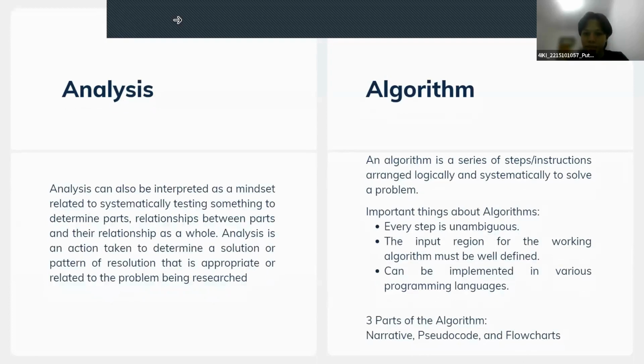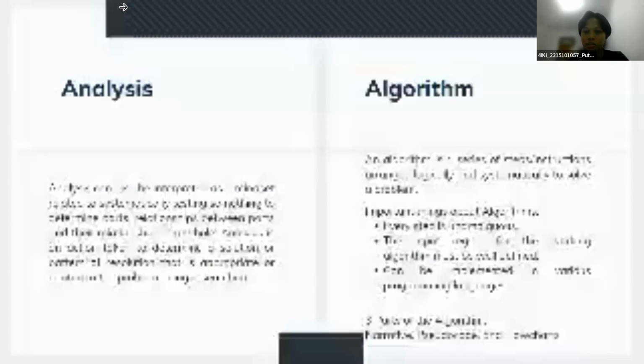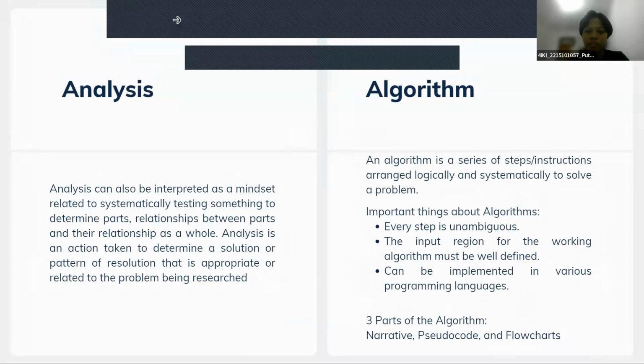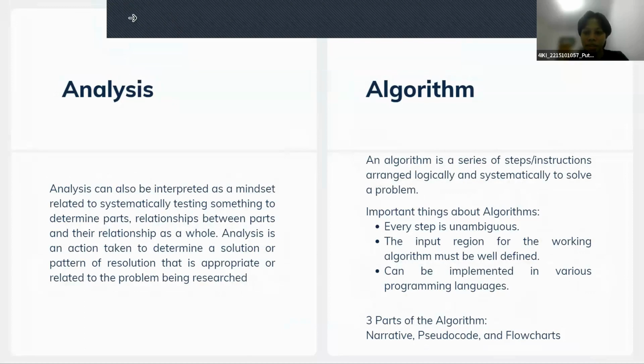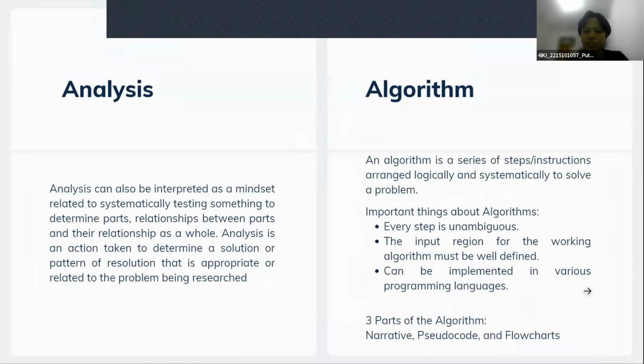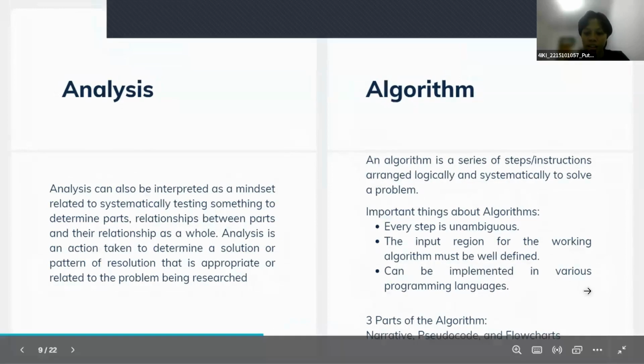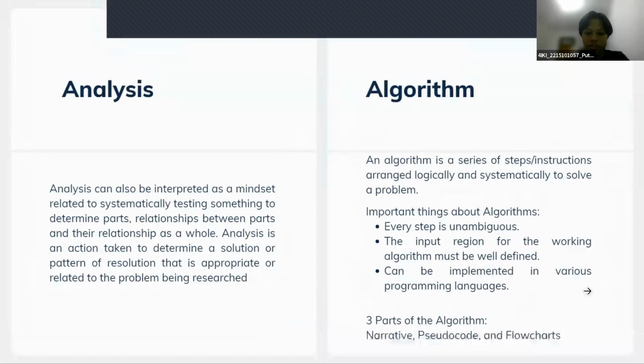What is an algorithm? An algorithm is a series of steps or instructions that is arranged logically and systematically to solve a problem. Important things about algorithms are that every step is unambiguous, the input for the working algorithm must be well defined, and it can be implemented in various programming languages. There are three parts in algorithm, such as narrative, pseudocode, and flowchart.